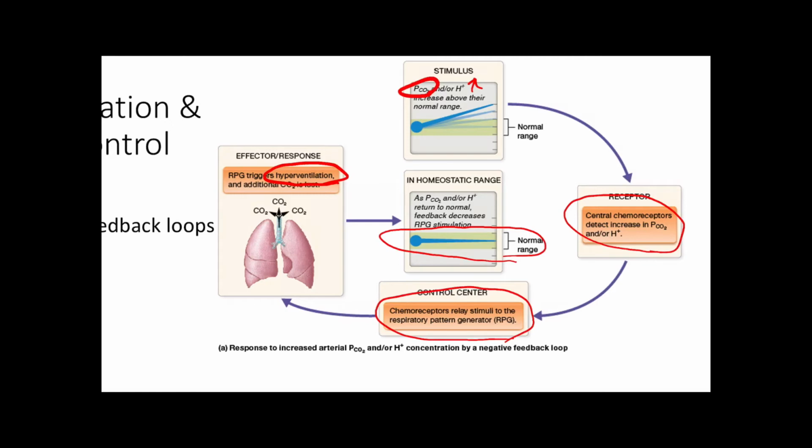So here we have another example of a negative feedback loop. CO2 levels increase within the blood and body fluids, but then the system reverses those levels and brings them down. And that's basically the definition of a negative feedback loop, as we know.